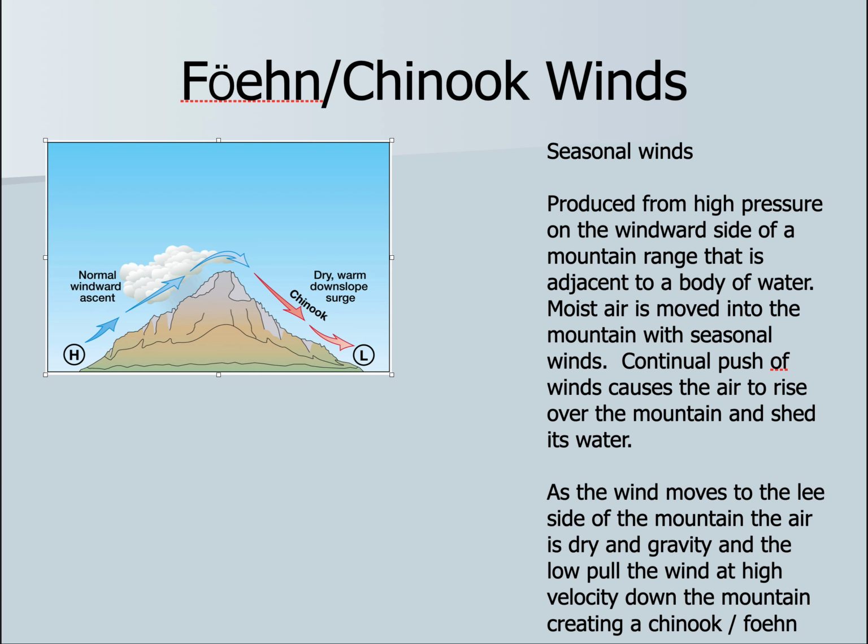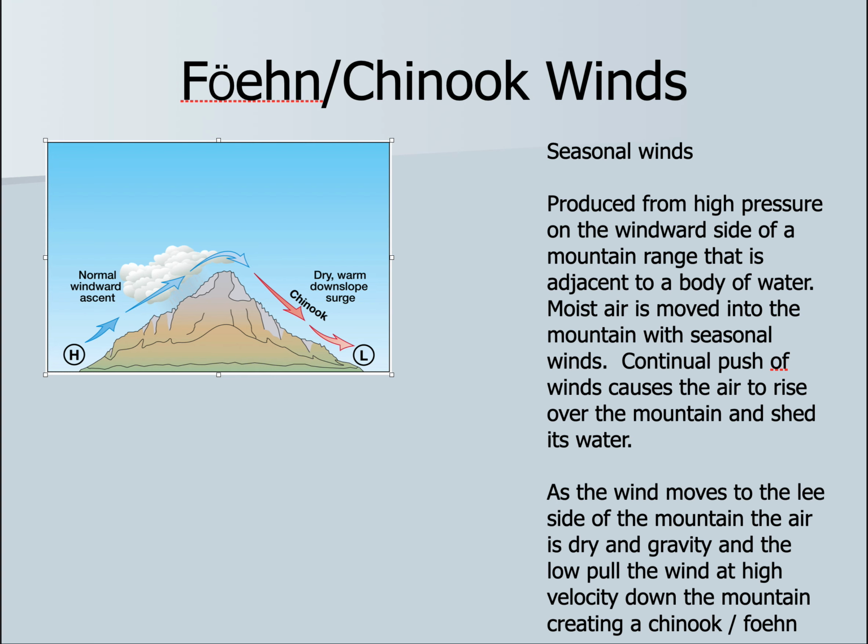Chinooks in North America are common across southern Alberta, Montana, and Wyoming. In the rest of the world, we see them across the Alps and then into Germany, which is where they get their global name from. We see them across the Blue Mountains in Australia into central Australia. They also occur along the Andes and into central South America. So definitely a global phenomenon.